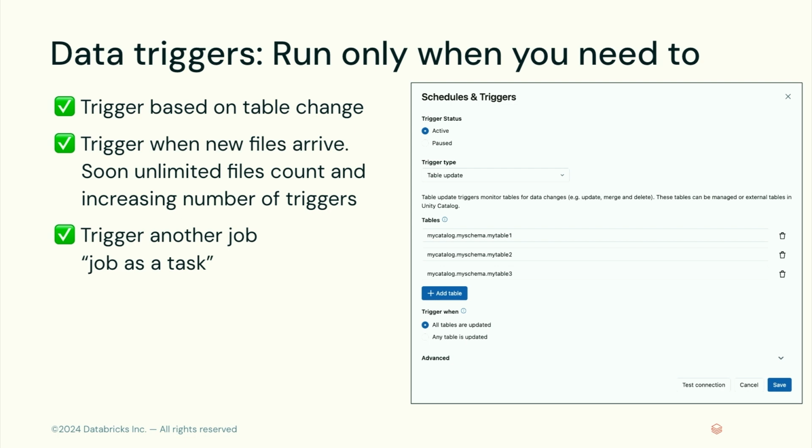We do the same thing for file arrival triggers. File arrival triggers have been around, and they had a limit on the number of files that they can observe. And I'm super glad to announce that that limit is going to be gone very soon. So you can have basically unlimited amounts of files that you can observe in a location. You can also trigger one job from another job, so trigger your downstream jobs. So we've invested a lot in triggering and allowing you to run your jobs only when you need to, when new data has arrived.